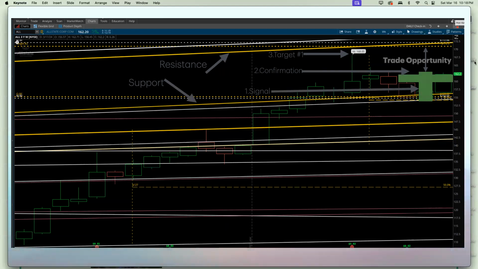The next analysis for me will be the contract. I will probably look at a 165 strike because the 165 is in between my confirmation and my target. Why does that matter? To increase the probability that my contract is in the money, or at least 100% at target. Having a strike price that is in between the two increases those probabilities.